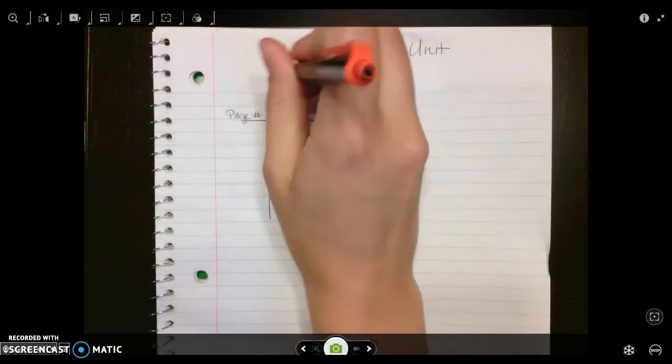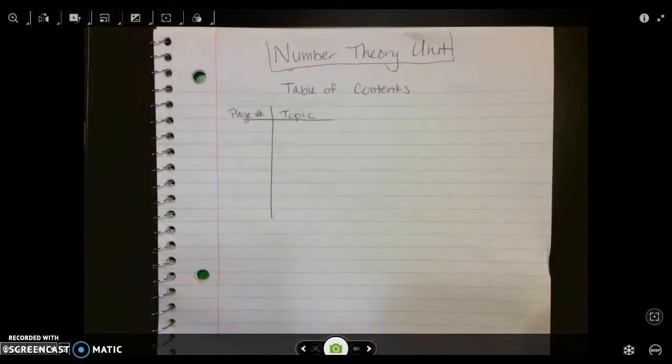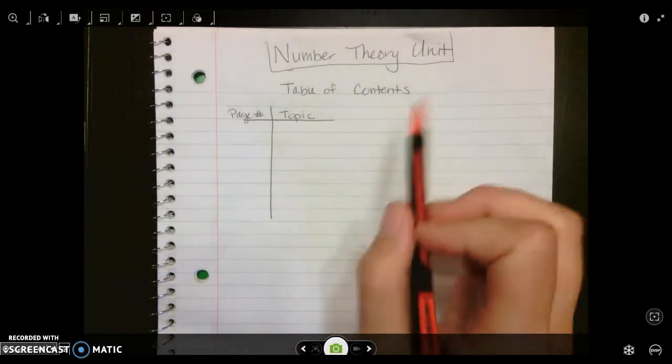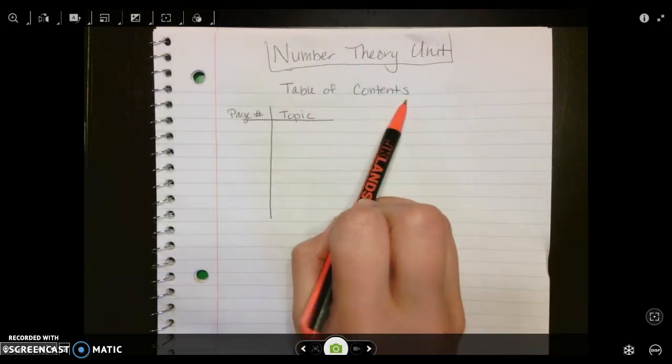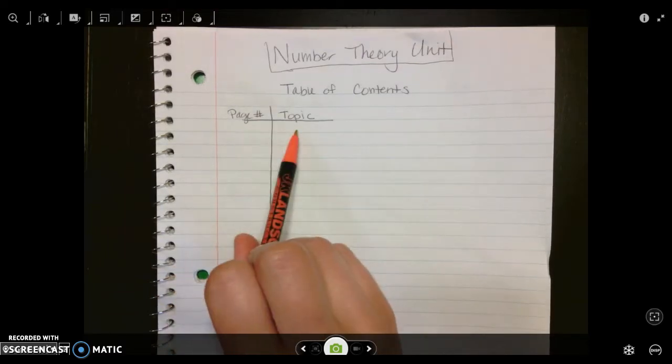So at the top, we always have what our new unit is. And so our first unit that's going to be happening through the year is going to be our number theory unit, which is why you see that there. We have our table of contents, and then we just utilize those lines. We have our page number and our topic.